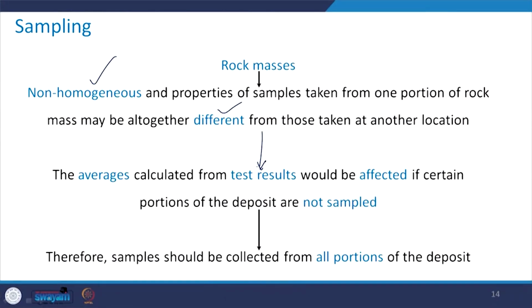So, what is the way out? Either we take the average of those test results, but then that would be affected if certain portions of the deposits, which have different characteristics, are not sampled in the field. Then let us say whatever we have sampled, we take the average of all that. So, the property that we will get from those laboratory tests will not be the representative properties of the rock for the entire stretch of let us say 1 kilometer.